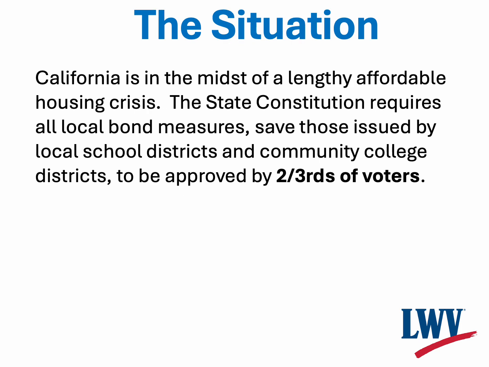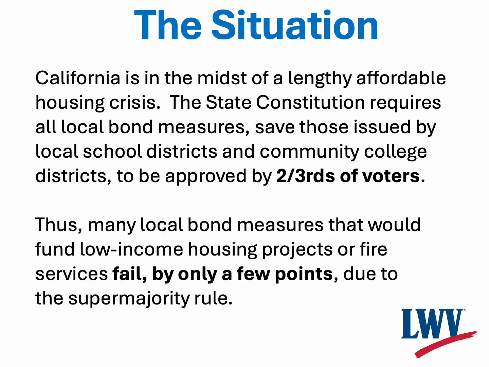California finds itself in this situation. California is in the midst of a lengthy affordable housing crisis. However, the state constitution requires all local bond measures, except those that are issued by local school districts and community college districts, to be approved by a supermajority of 66.6 or 2/3 of all voters. Thus, many local bond measures that would fund low-income housing projects or fire services fail by only a few points due to the supermajority rule.